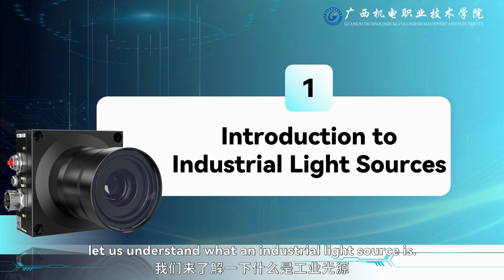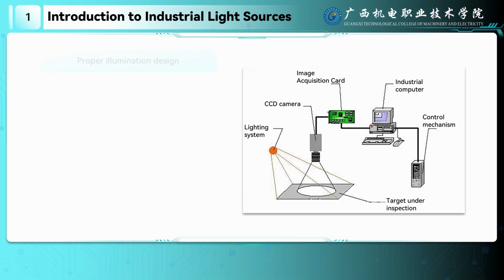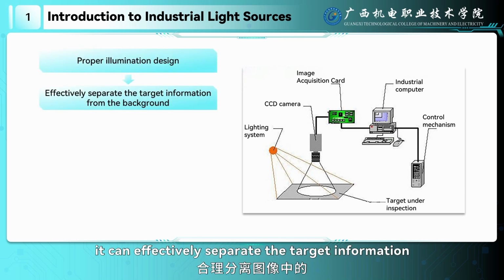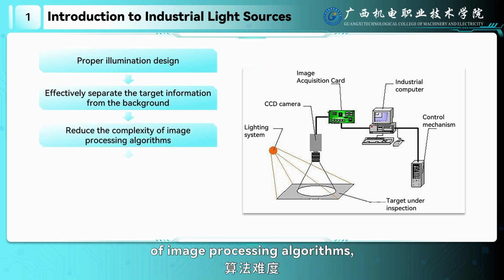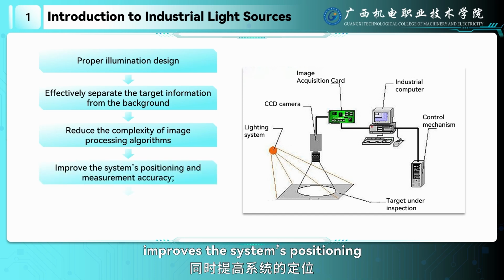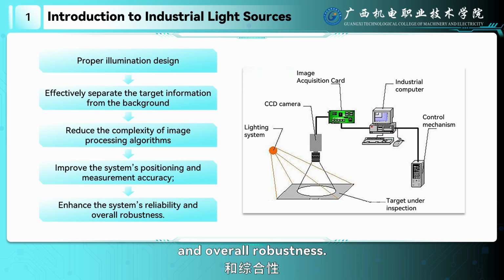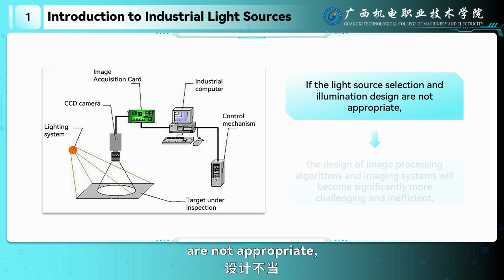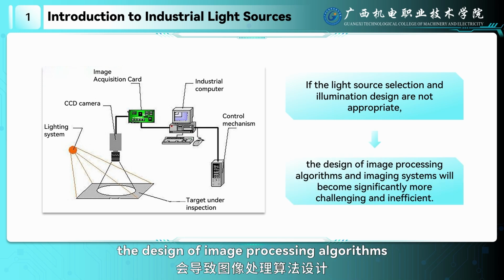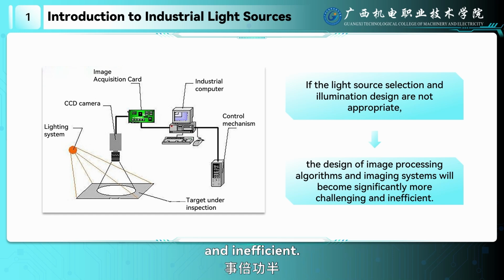First, let us understand what an industrial light source is. Through proper illumination design, it can effectively separate the target information from the background. This greatly reduces the complexity of image processing algorithms, improves the system's positioning and measurement accuracy, and enhances the system's reliability and overall robustness. Conversely, if the light source selection and illumination design are not appropriate, the design of image processing algorithms and imaging systems will become significantly more challenging and inefficient.